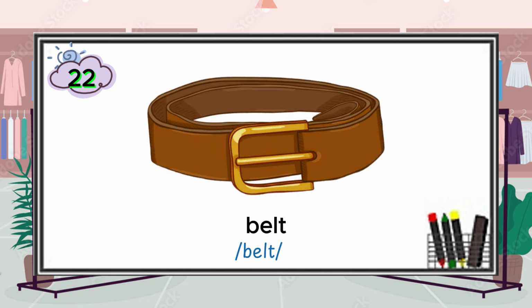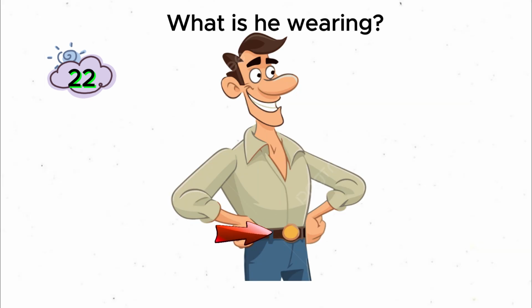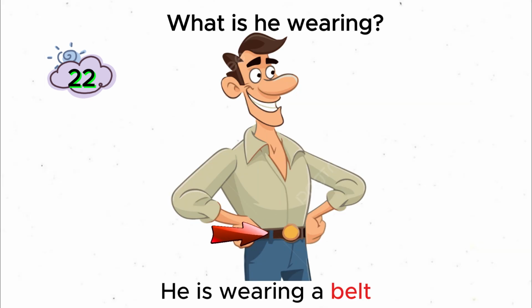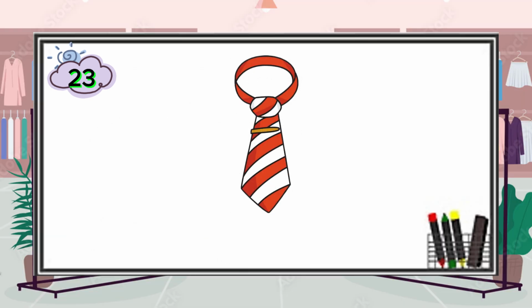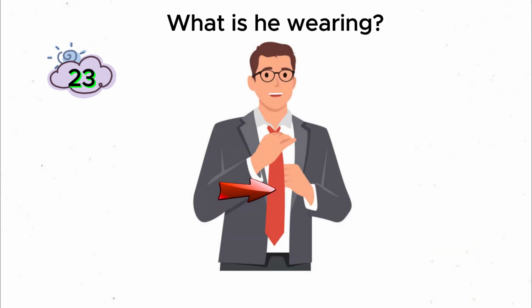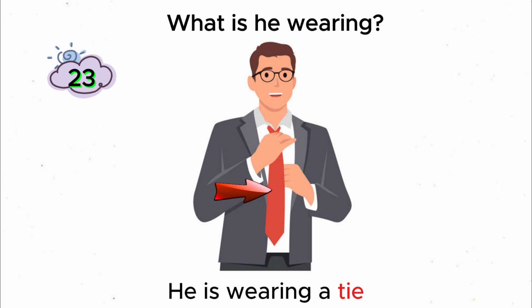Belt. What is he wearing? He is wearing a belt. Tie. What is he wearing? He is wearing a tie.